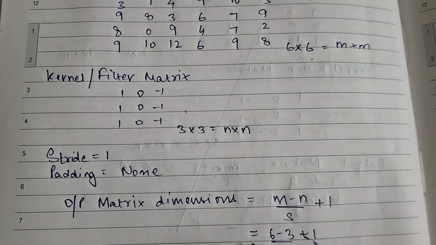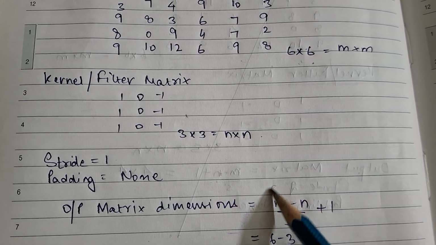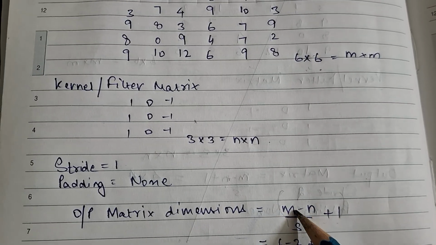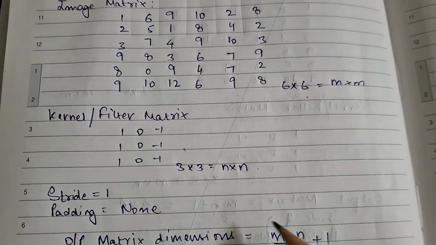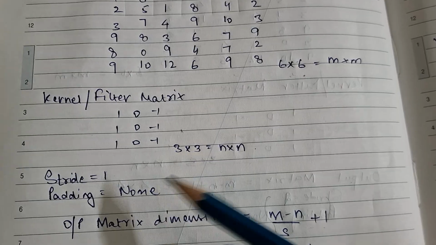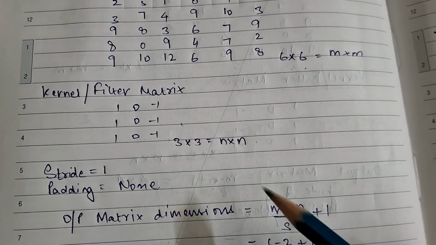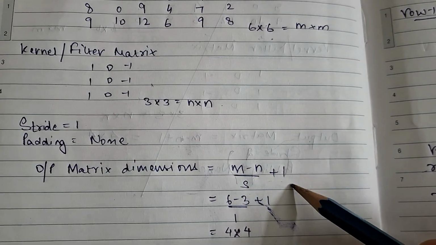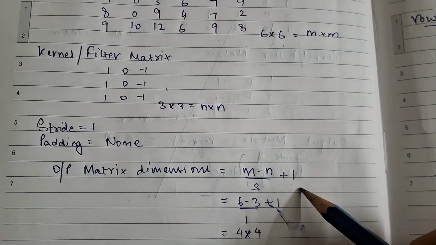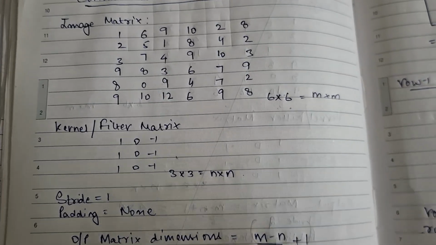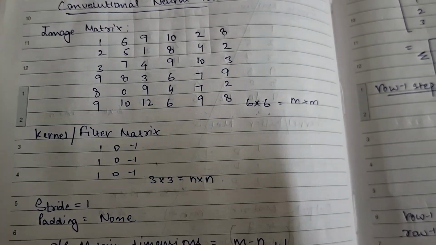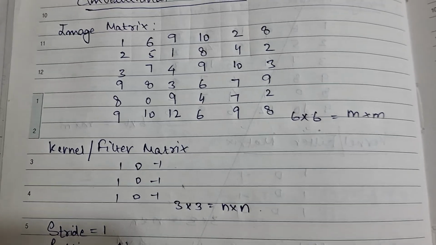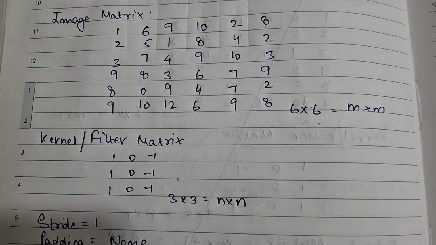Now, the output matrix dimensions can be calculated using this formula, (m minus n) by s plus 1. Here, m is the dimension of our image matrix, n is the dimension of a kernel or filter, and s is our stride. And how exactly do we solve this? Using this formula, we can only get the dimensions of the output matrix. But how do we actually solve a CNN or convolutional neural network, or how does the computer solve a CNN?